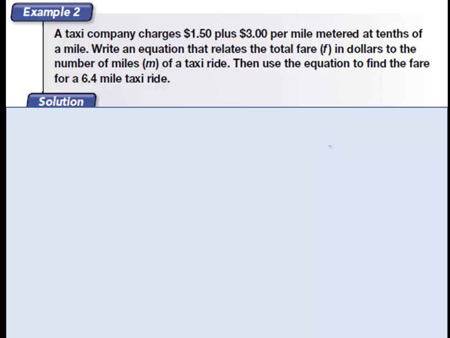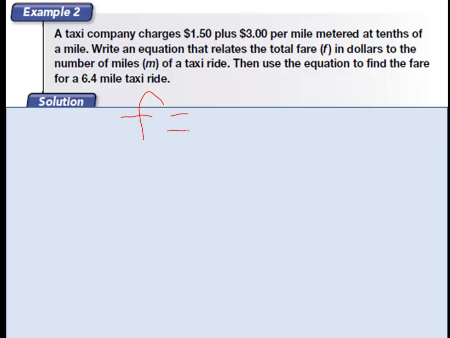Wow, they throw us a tough one right off the bat. Lots of words, which makes it hard. A taxi company charges $1.50 plus $3 per mile, metered at tenths of a mile. So write an equation that relates the total fare, F, the total fare in dollars, to the number of miles of a taxi ride. So we're going to have F equals, and then we're going to use the equation to find the fare for 6.4 miles of a taxi ride.